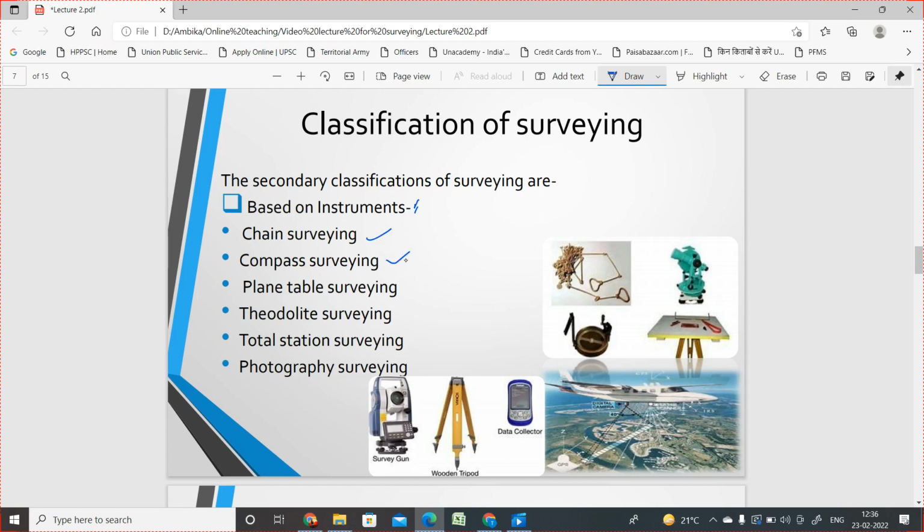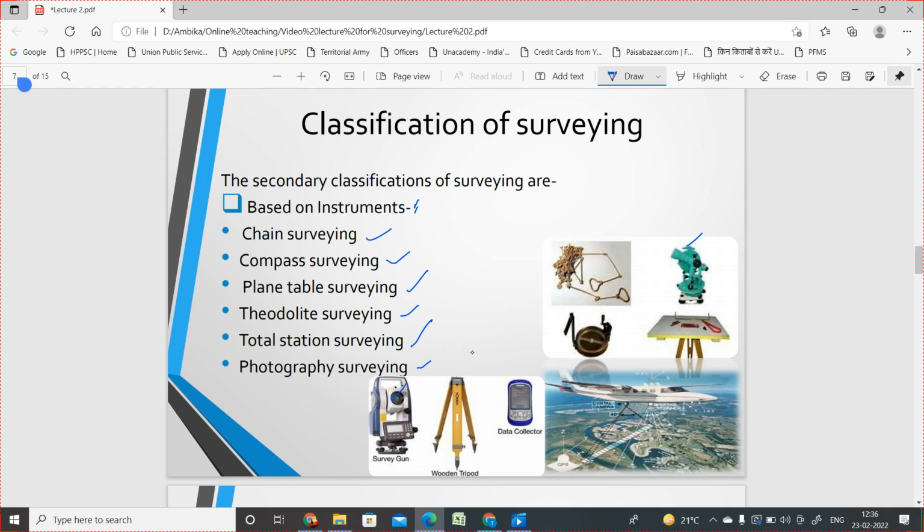So it is identified as compass surveying. The third one is we use a plane table, so it is considered plane table surveying. We use a theodolite, so in that case such type of surveying is called theodolite surveying. We use a total station, so such type of surveying is called total station surveying. And if we use aerial photography, such type of surveying is called photographic surveying.